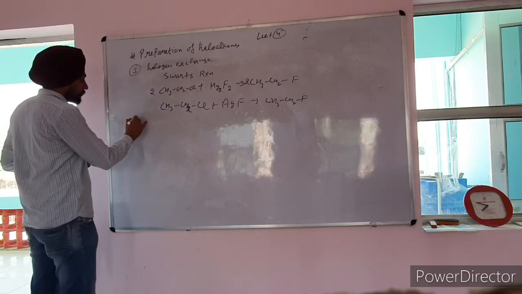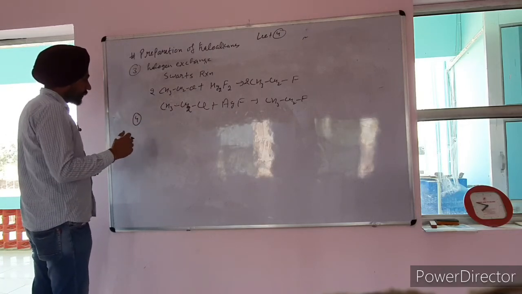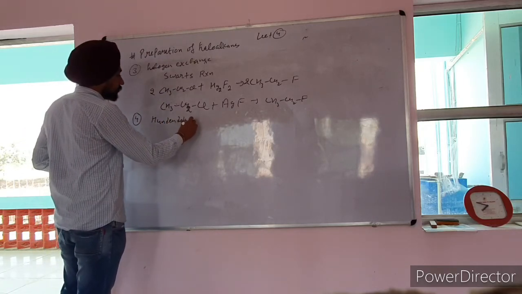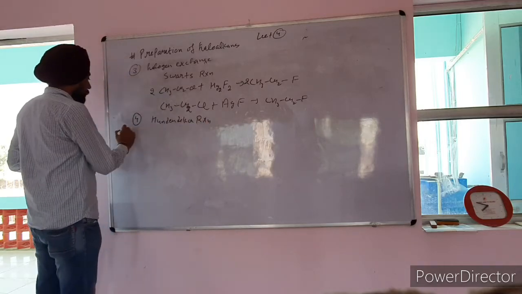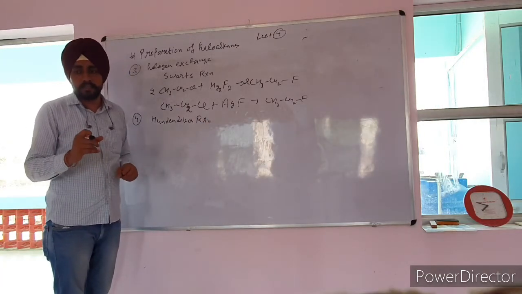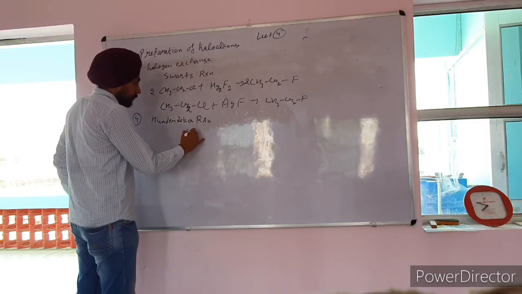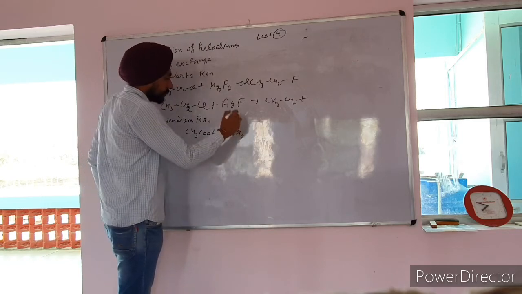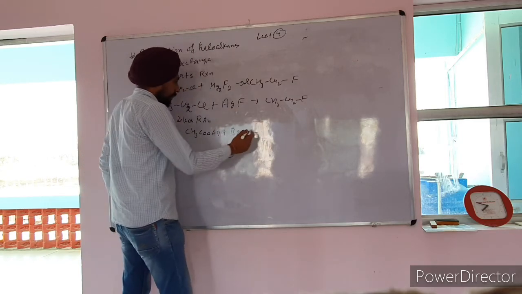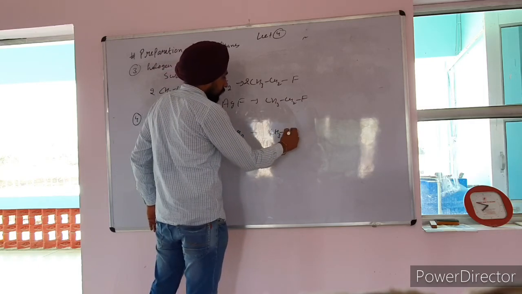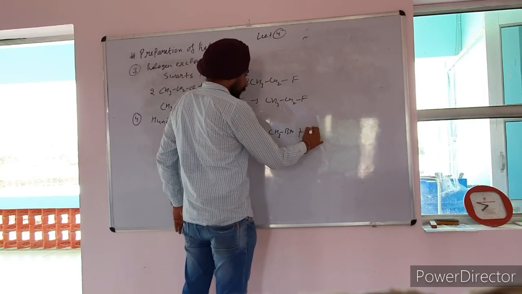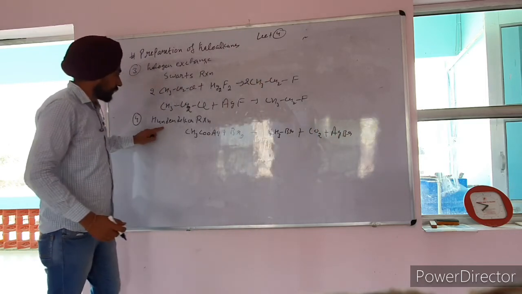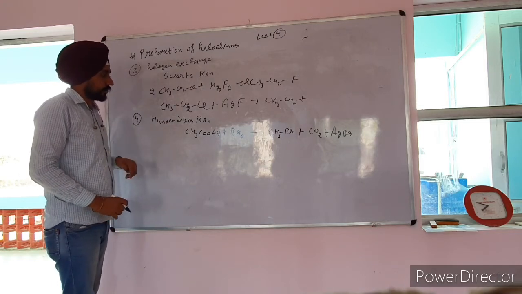Okay, last reaction of the chapter for the preparation of haloalkane is the Hunsdiecker reaction, also called the Borodin-Hunsdiecker reaction. In the Hunsdiecker reaction, silver acetate reacts with bromine, dibromine, and gives the haloalkane plus carbon dioxide plus silver bromide. This is called the Hunsdiecker reaction and it is also a naming reaction.